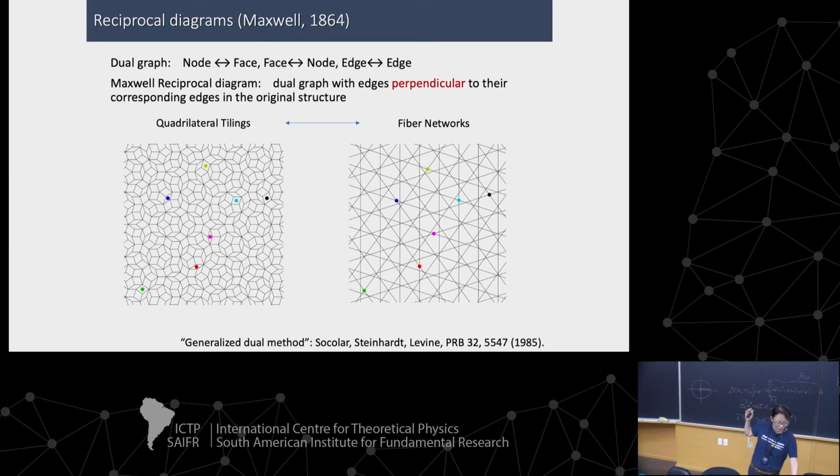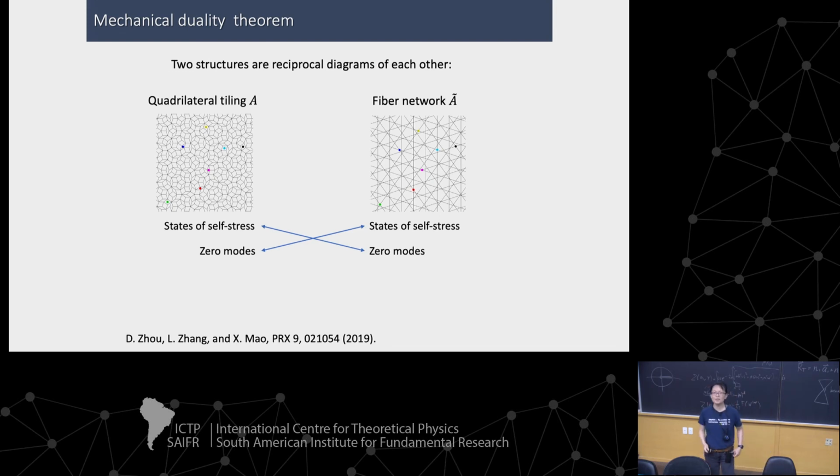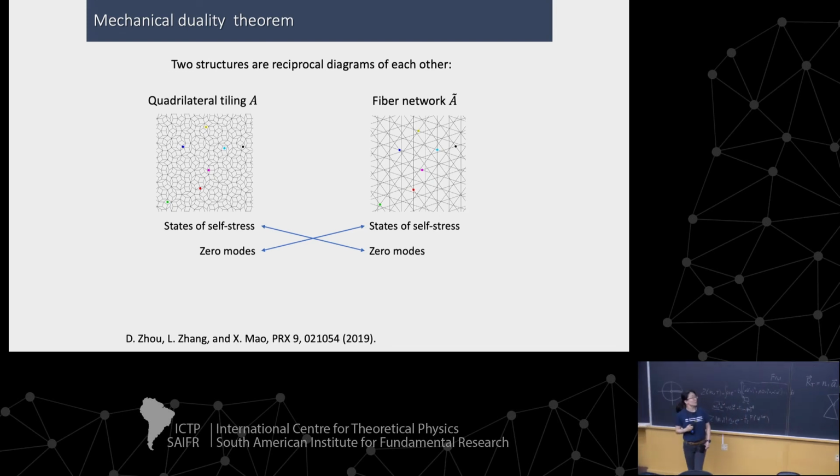So we are talking about this duality not only because geometrically they are dual to one another, but also because there is a theorem that tells you that all of the states of self-stress in this network map to zero modes here. All of the zero modes here map to states of self-stress here. There is a one-to-one correspondence.